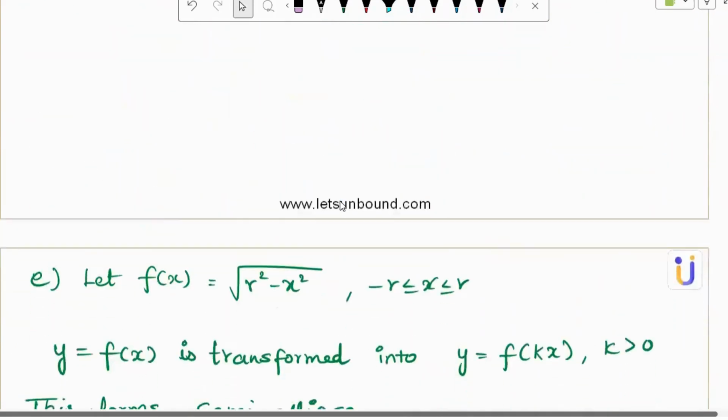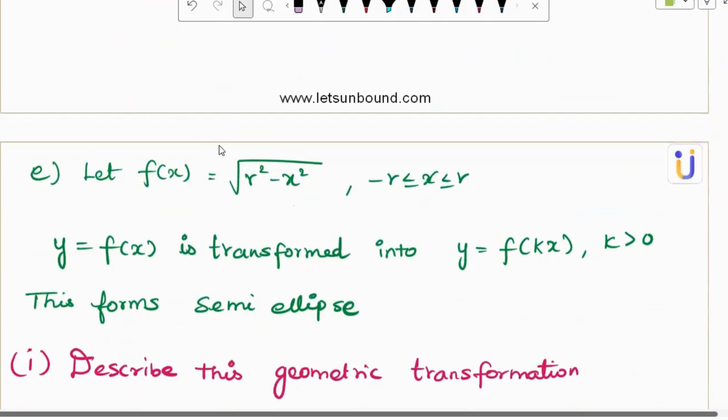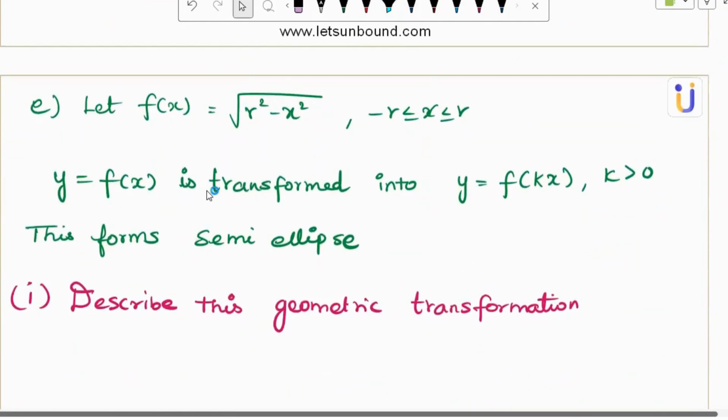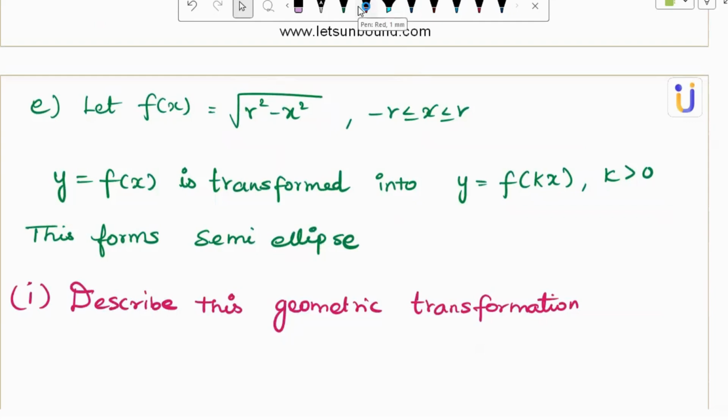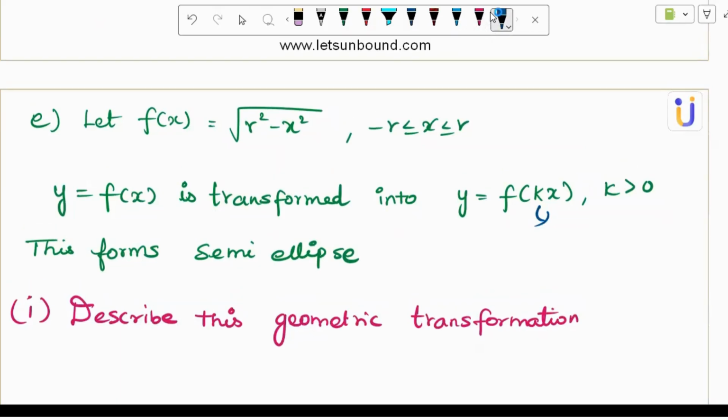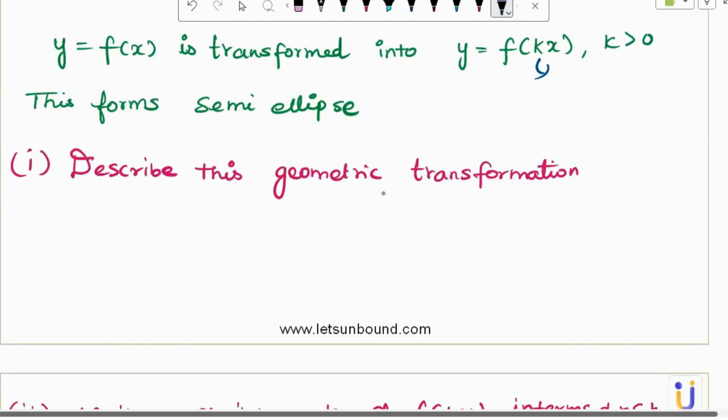Right. Now moving forward. Part E, the description is the same function from minus r to plus r. If your y is equal to f of x transformed into y is equal to f of kx, so inside a k is multiplied and it is greater than 0, it means it's a horizontal shrink with a scale factor 1 by k, right? And let's go. So how to do this? Okay, first one is a very basic thing. What is the geometric transformation?